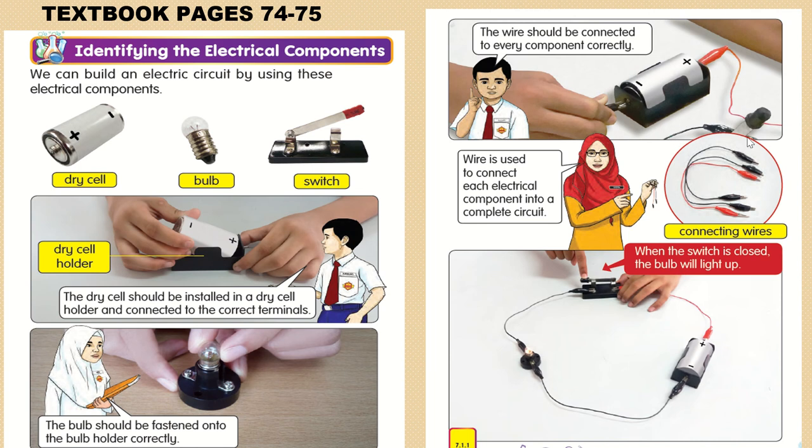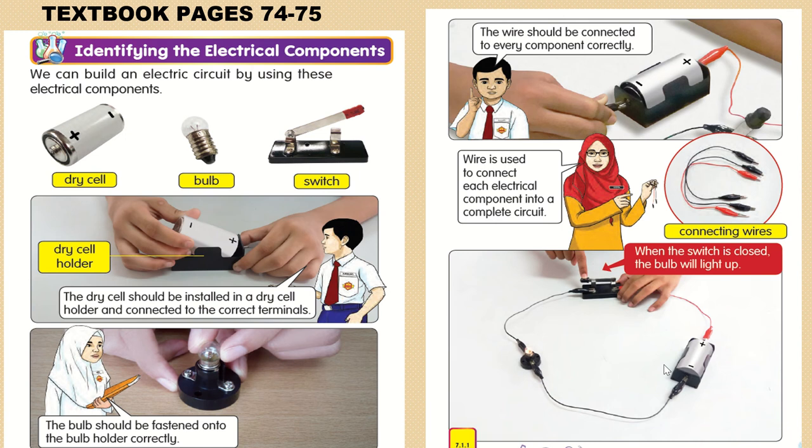After that we have the connecting wire. The wire should be connected to every component correctly. This one is the connecting wire. The wire is used to connect each electrical component into a complete circuit. Now, complete circuit: this picture shows you a complete circuit.